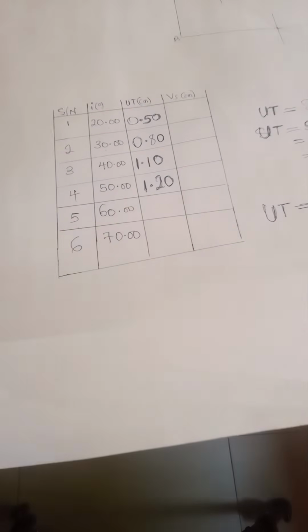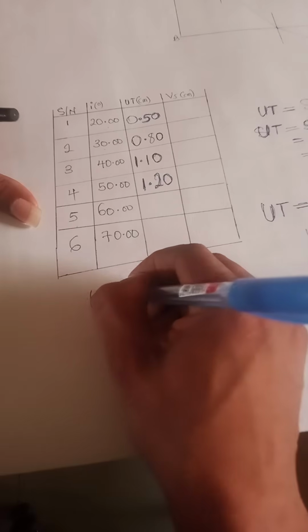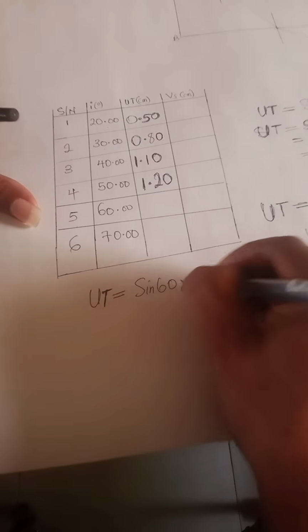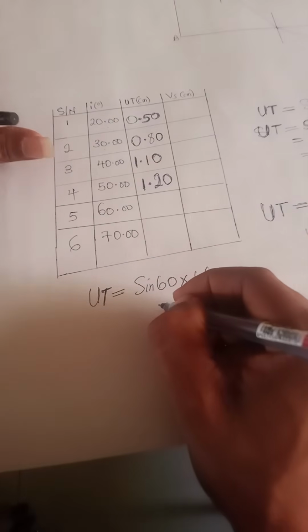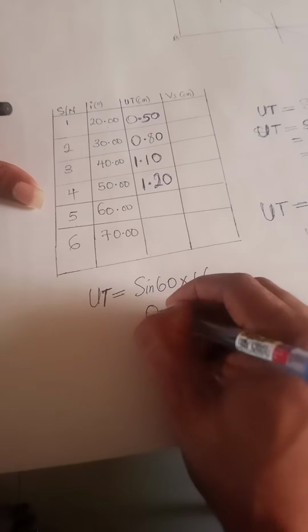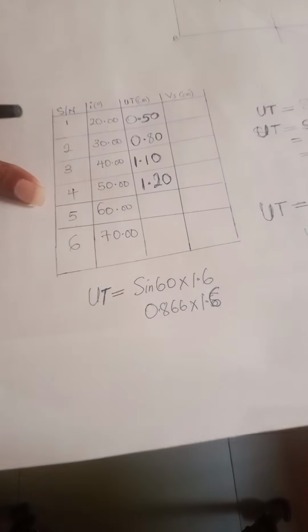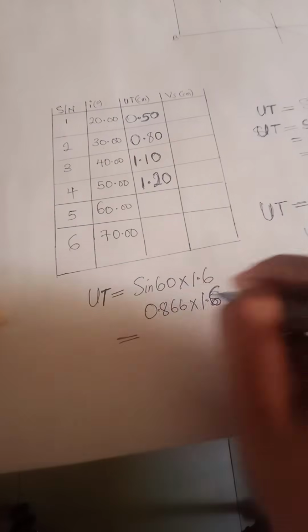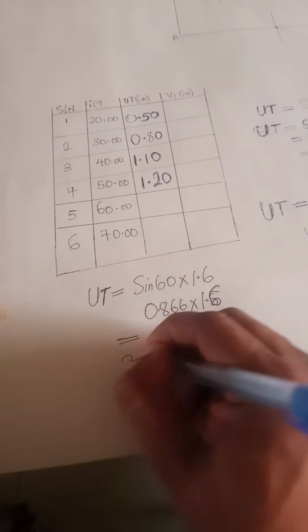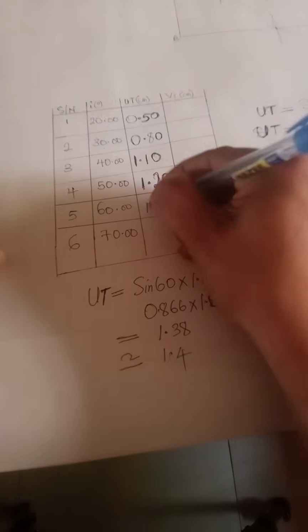So if I now want to get my UT, when it is 60, I can say this is sine 60 here, multiply by 1.6. Sine 60 is 0.866. 0.866 times 1.6. Then my final answer here will give me what? 1.0. 1.38. So I can approximate it and make it to be 1.4. So here is 1.40.